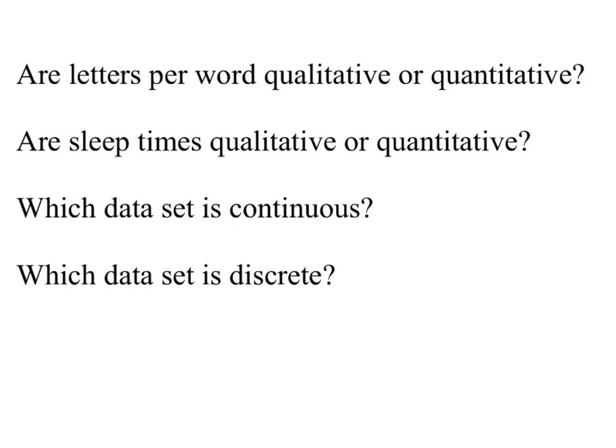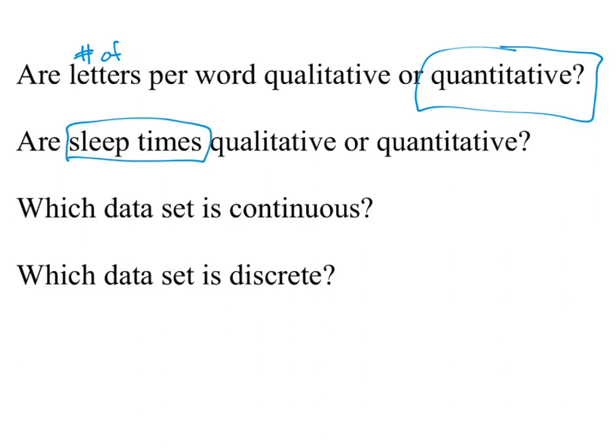All right, let's start at the top. Letters per word. This one's meant to be a little tricky. The number of letters per word is going to be quantitative because it's a number, right? If you think of a word like "word," that has 4 letters. Or if you think of the word "letters," that's 7 letters, right? That's a number value. Sleep times, like how long did you sleep, is also going to be quantitative. Whereas how well you slept, how did you sleep last night? Terrible, that would be qualitative.